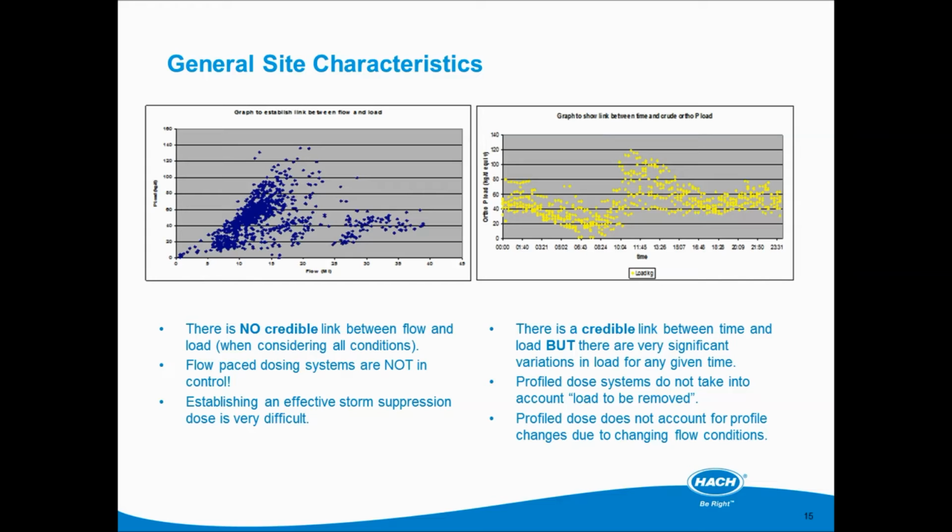The left-hand graph shows the phosphorus concentration at a particular works against flow, and it can be seen that there is no credible relationship between the flow of influent and the phosphorus concentration. The right-hand graph shows the same works and the same data, but this time the phosphorus concentration is plotted against the time of day. There is now a distinct trend. However, the peak load, which occurs somewhere around 11, can still vary between 40 and 100 kilograms per day. The minima being around 7 AM, and that varies between almost 0 and 40 kilograms per day of phosphorus.